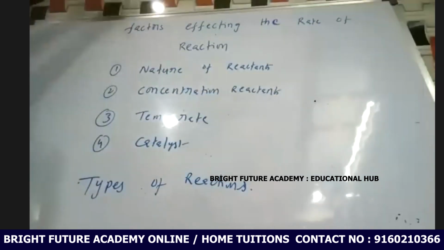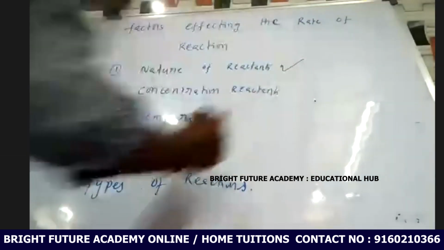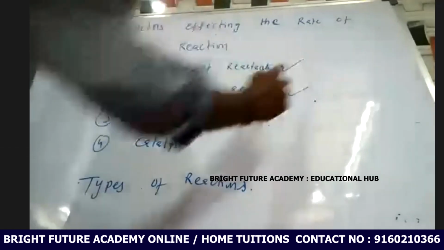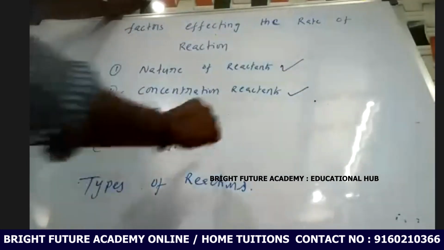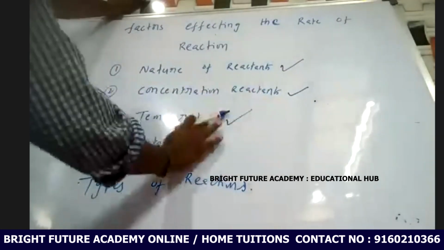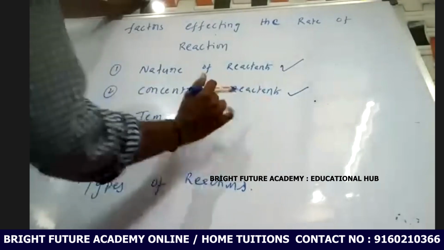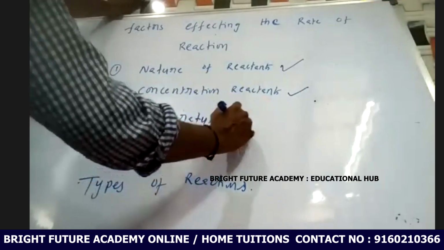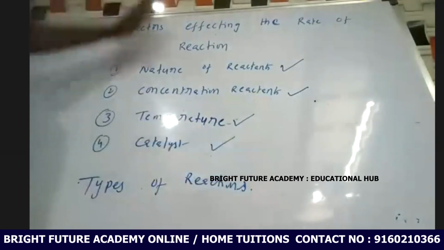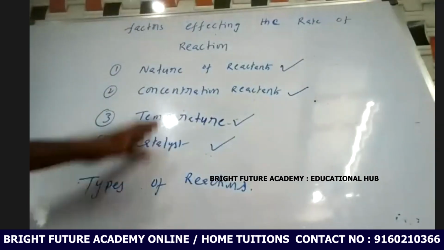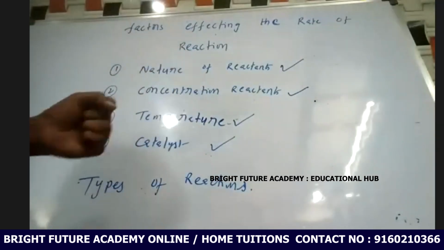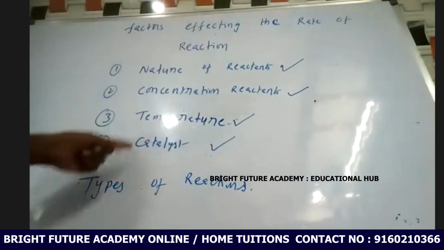Main factors: nature of the reactants, concentration of the reactants, temperature, and the catalyst. Next we'll discuss types of reaction one by one. How does the nature of the reactants affect the rate of reaction? One by one we'll discuss.